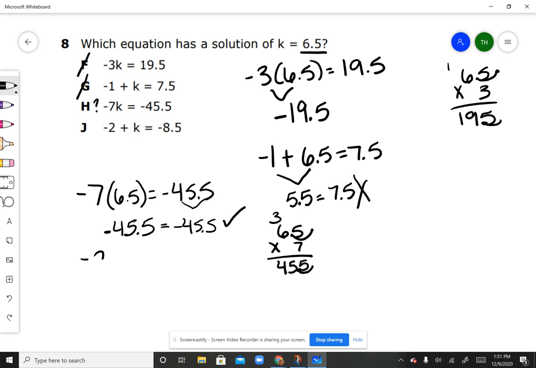I would have negative 2 plus k, which is 6.5, equals negative 8.5. So negative 2 plus 6.5. I know if I'm adding integers with different signs, I subtract. So 6.5 minus 2 would be 4.5. And I keep the sign of the bigger number. 6.5 is my biggest number, and it is positive. Does 4.5 equal negative 8.5? No, it does not. Okay, so I know my answer is H.